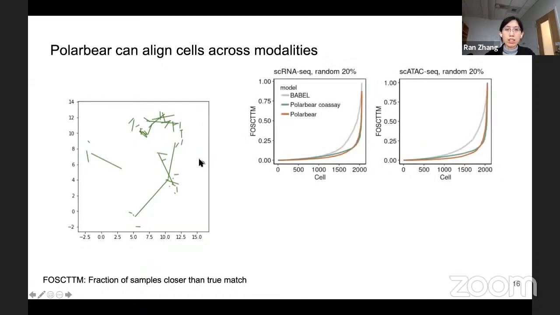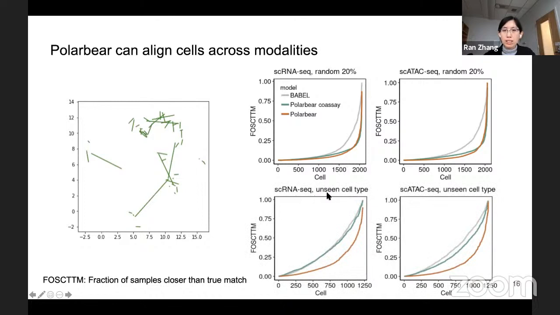So here, we can start from a specific cell query in one data domain and ask how many cells in the other domain are mapped closer to the cell compared to its true match. And the lower FOSCTTM score indicates a better match. So here, the one-to-one correspondence is not used to force the mapping, but only used to evaluate the alignment performance. So here we sort the cells based on their FOSCTTM score in each data modality, and we observe that in general, Polar Bear performs better at aligning these cells across modalities.